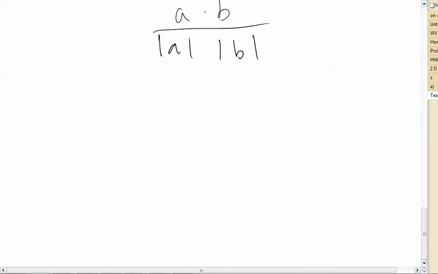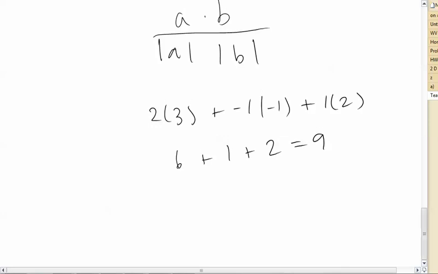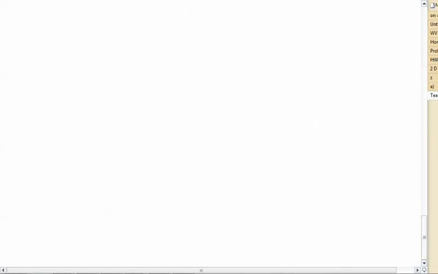So you do 2 times 3 plus negative 1 times negative 1 plus 1 times 2, which is 6 plus 1 plus 2 equals 9. So we have 9 as the numerator.